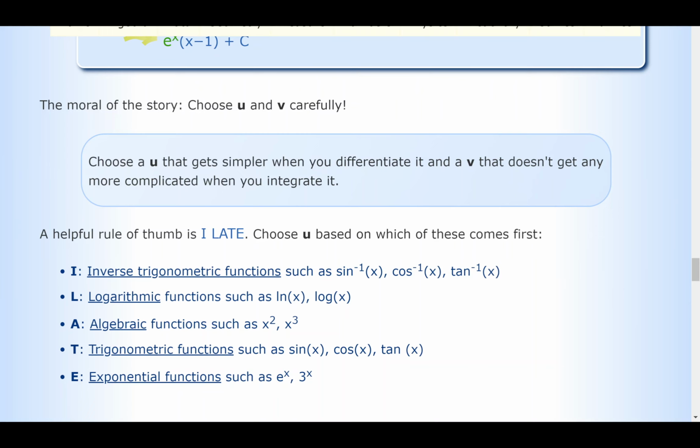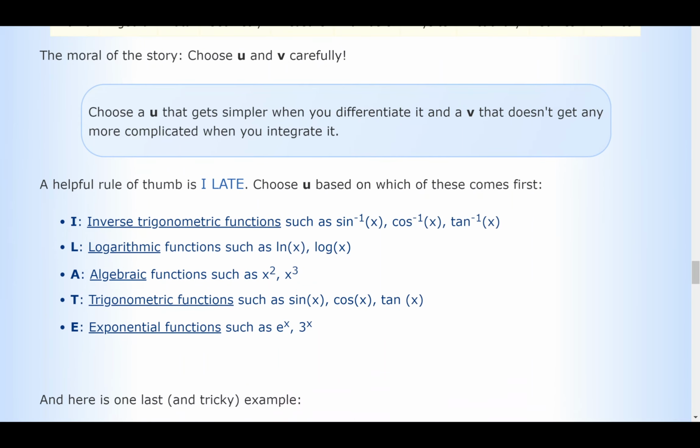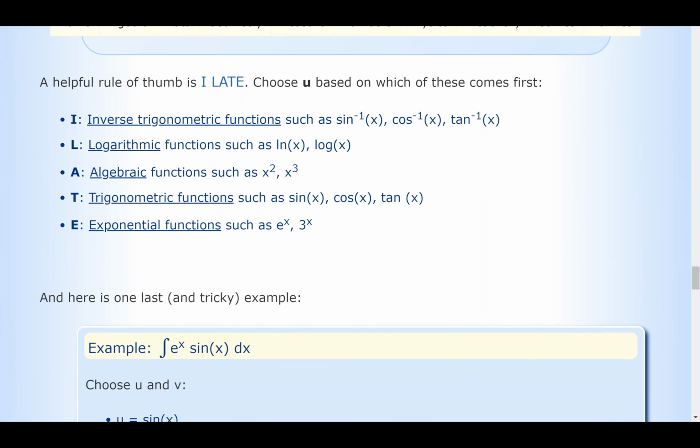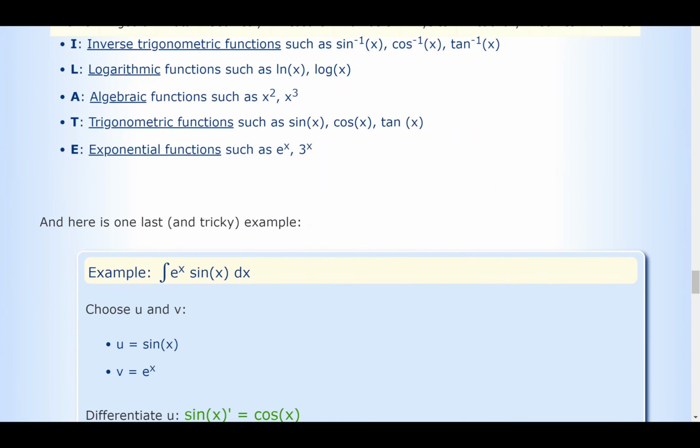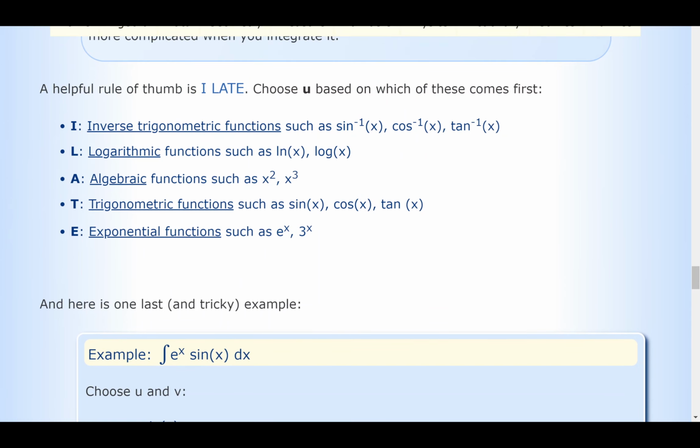Choose a u that gets simpler when you differentiate it, and v that does not get more complicated when you integrate it. So when you see an inverse trigonometric function, or a logarithmic function come first, you choose it as u. When you see an algebraic function first, choose it as u. Choose a trigonometric function if it comes first, and an exponential function if it comes first. And here is one of the last and tricky examples: e^x sine x. So you're going to use I-LATE always.